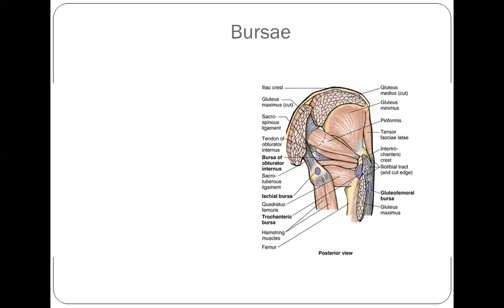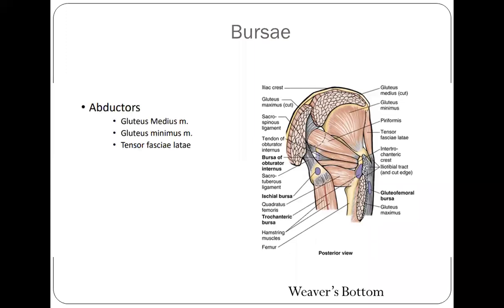So when you are sitting down, the bony landmark which is in contact with the surface that you're sitting on is the ischial bursa. So in people who have a profession of sitting for a long time, this ischial bursa can get irritated and inflamed, which causes pain and discomfort. So that condition is called ischial bursitis or weaver's bottom, because a weaver is the person who will be sitting on the floor and doing his work. Okay. Those were the bursae of the gluteal region.